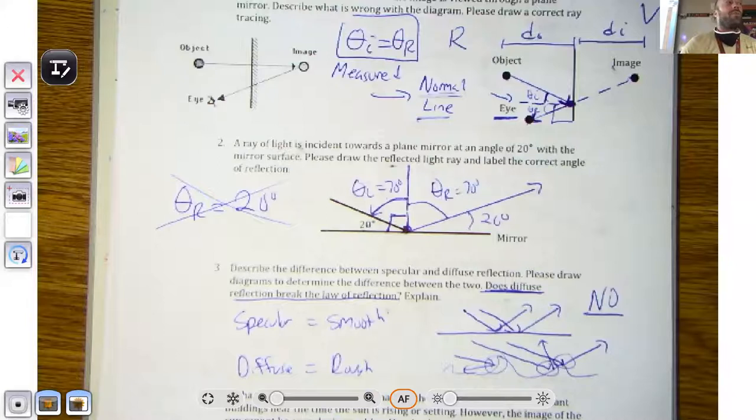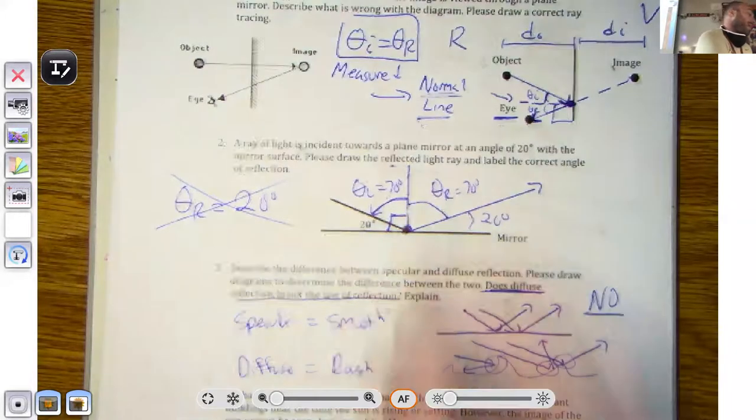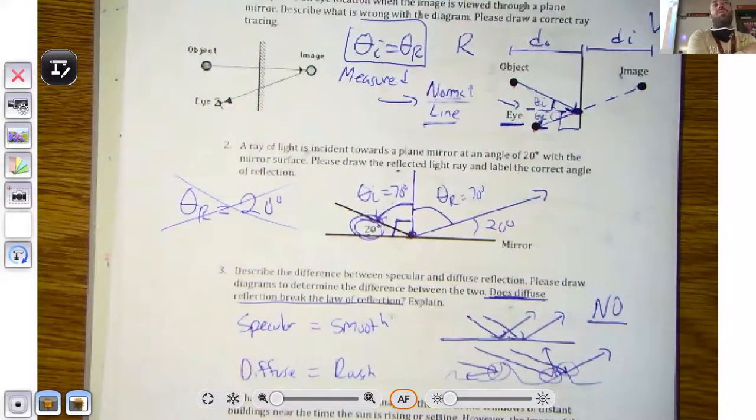How do we measure our angle of incidence and angle of reflection? What do we measure it with respect to? The normal line. Ah, perfect. So we measure it with respect to the mirror, right? No. With respect to the normal line, not with respect to the mirror, which is why that 20 degrees right there was not the answer. 70 degrees was. We good with that? Any questions?